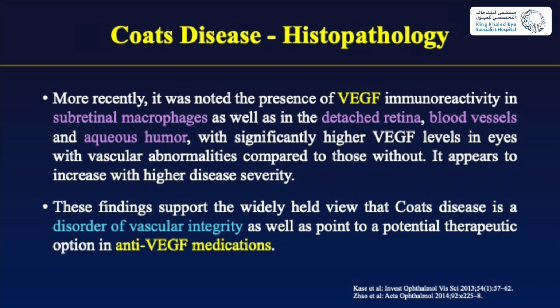More recently, it was noted that VEGF immunoreactivity was found in the subretinal macrophages, detached retina, blood vessels, and aqueous humor of patients with Coats disease. They also noted that with increasing disease severity, there was more VEGF expression inside the eye. These findings support the widely held view that Coats disease is a disorder of vascular integrity, and also support the importance of anti-VEGF medications in the treatment of Coats disease.